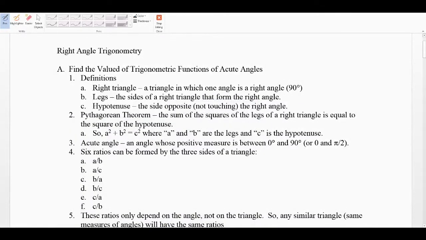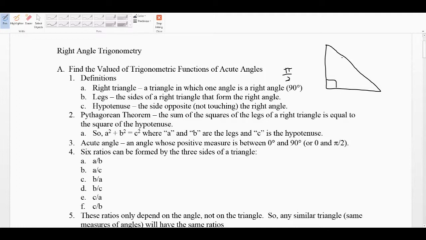Right angle trigonometry, which means we're going to focus on a right triangle because a right triangle has a right angle. Right angle is 90 degrees. 90 degrees is the same as pi halves radians because pi is the same as 180, and if you divide 180 by 2 you get 90, which means you divide pi by 2 you get pi halves.